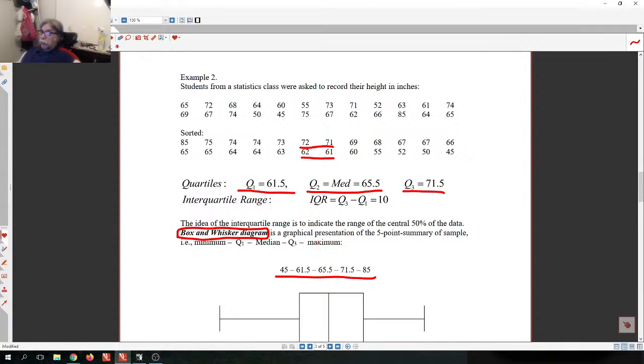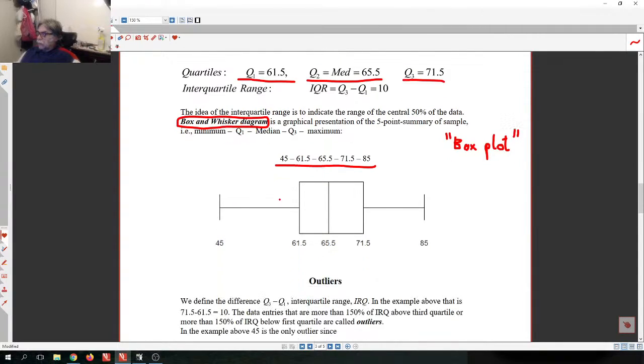This is also called a box plot. So there is another name for that, box plot. Obviously, this is a graphic presentation. This is the colloquial name for that, box plot. But the proper name would be box and whisker diagram. Okay, that's a box and whisker diagram.